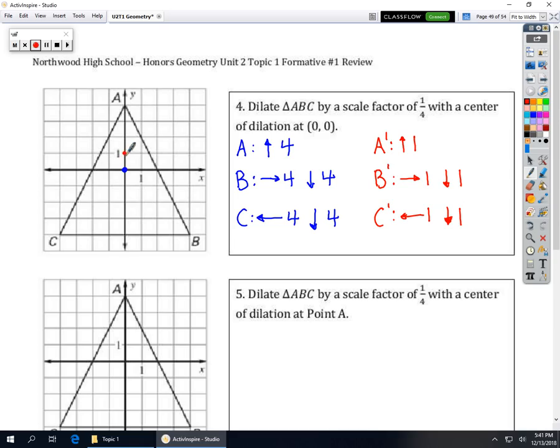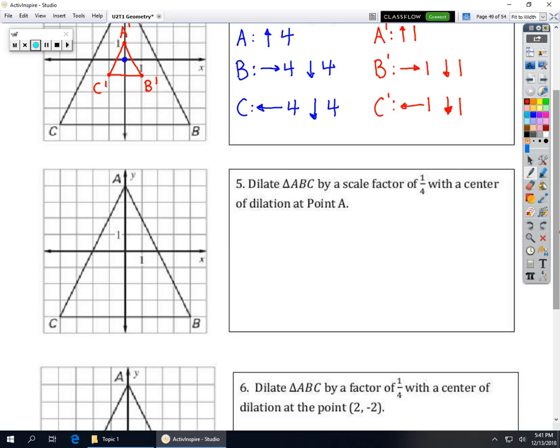So go up 1, that is my A prime. B is right 1, down 1, B prime. C left 1, down 1, C prime. And there, the triangle has been dilated. And it is 1/4, you can tell because the bottom side of the image has 2, but we got 1, 2, 3, 4, 5, 6, 7, 8. We got 8. And 8 is definitely 4 times bigger than 2. So here's a dilation at 0, 0, not bad.